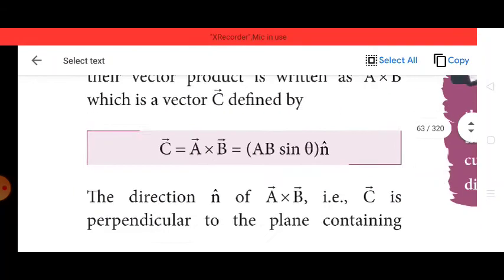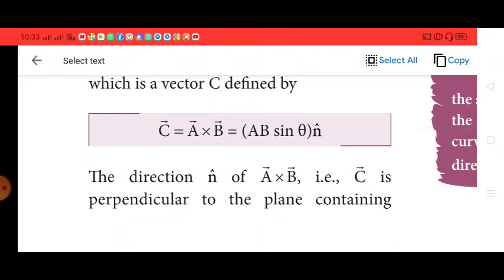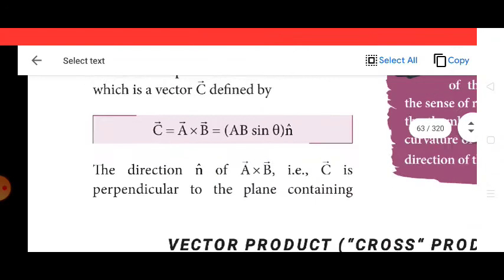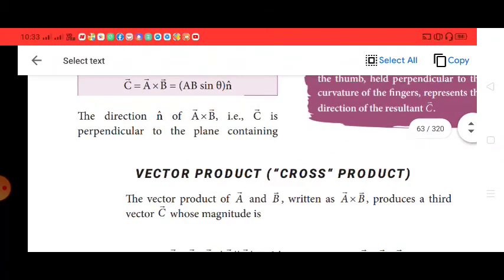The direction n cap of A vector cross B vector, that means C, is perpendicular to the plane containing A vector and B vector.